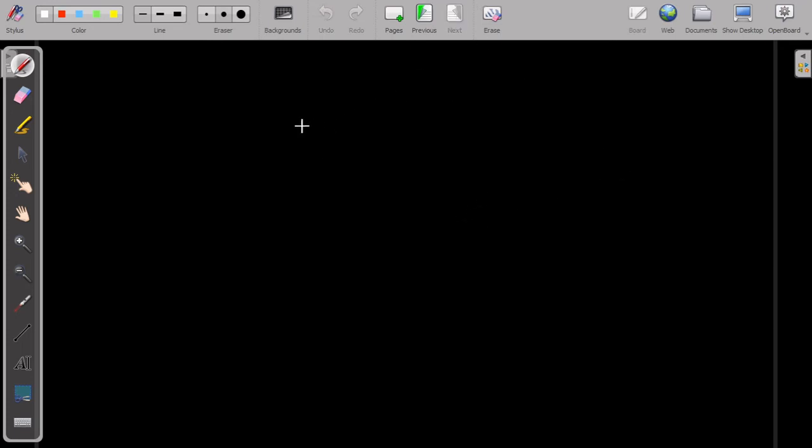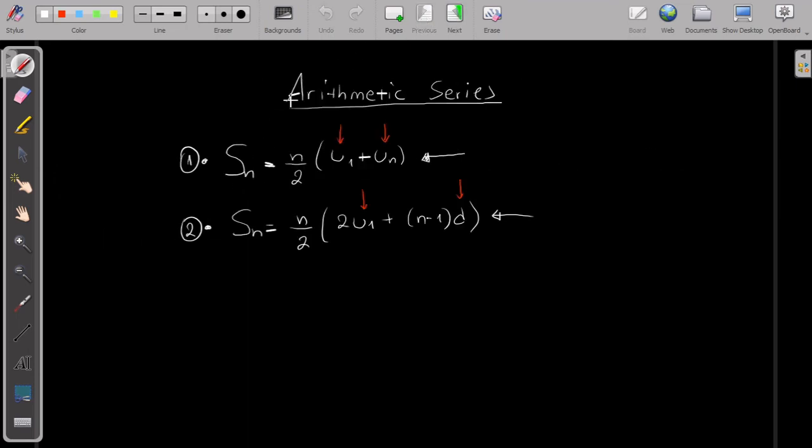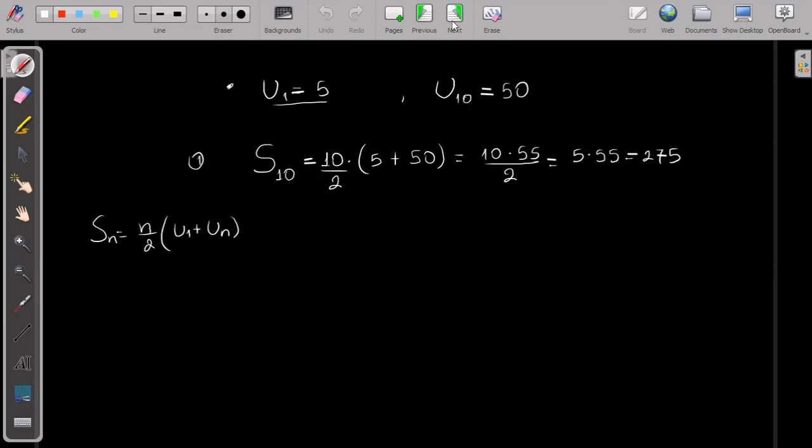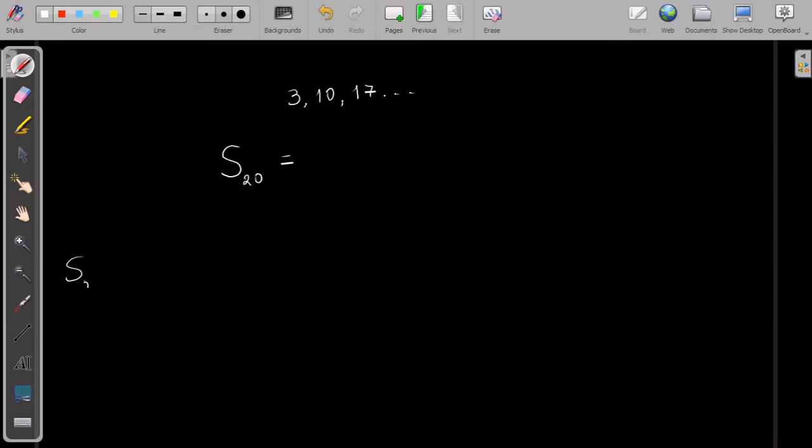Now, the most common problem: if I give you a sequence, let's say the numbers 3, 10, 17 and so on, and I want to calculate the sum of the first 20 terms. In this case I don't know the 20th term, so I can use formula 2, which is Sn equals n over 2 times (2 times u1 plus (n minus 1) times d).